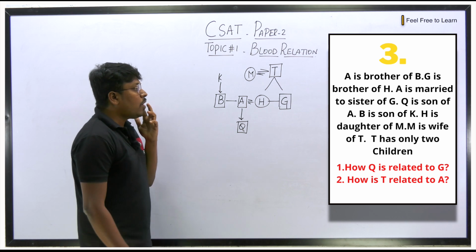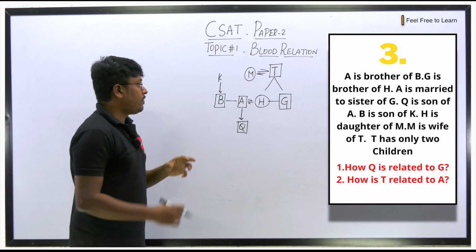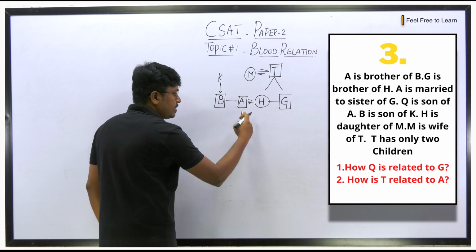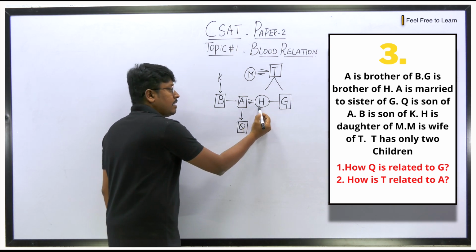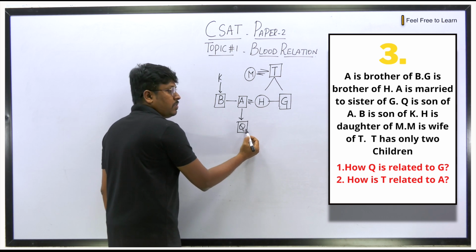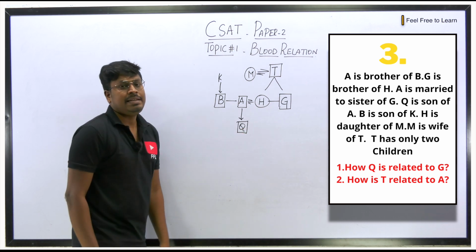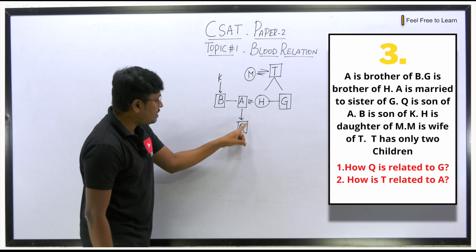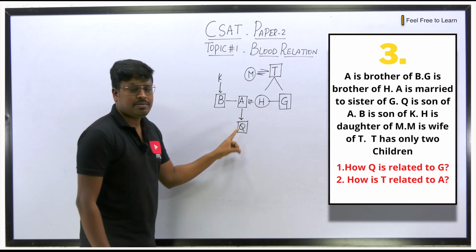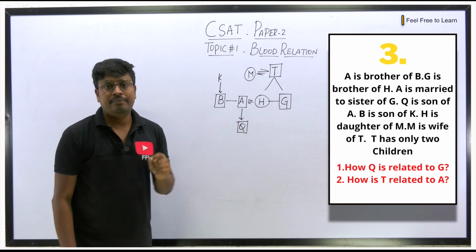So what is the first question? How is Q related to G. From G, our target is to find the relation of Q. From G, H will be the sister. So sister's daughter is Q. So the sister's daughter should be called a niece. Sorry, sister's brother, it's a son, right? So sister's son. Sister's son should be called a nephew.